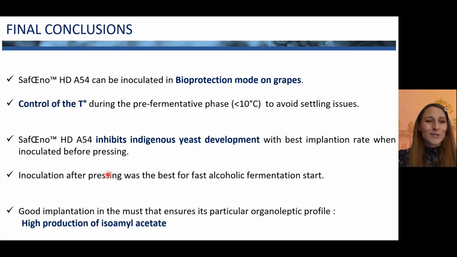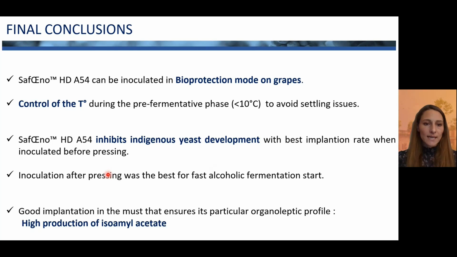So on the final conclusion on this project, Safeno HDA54 can be inoculated in bioprotection mode on grape. I think this was shown in study A. In that case, the control of the temperature during the pre-fermentation phase is very important at less than 10 Celsius to avoid the start of the fermentation and settling issues.